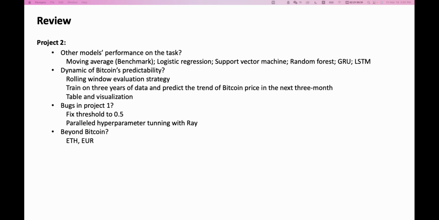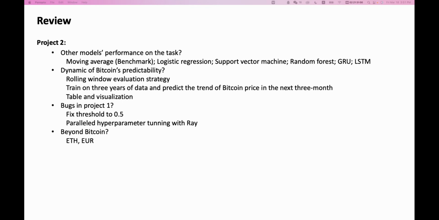However, there are several problems in the previous experiments. I want to fix some of them in this project. In the first project, I tried decision tree model and GRU model. The conclusion I made based on these two models may not be generalizable to other models. To increase the robustness of my experiments, I tried several new models in this project, including a benchmark model, logistic regression, SVM, random forest, GRU, and LSTM.